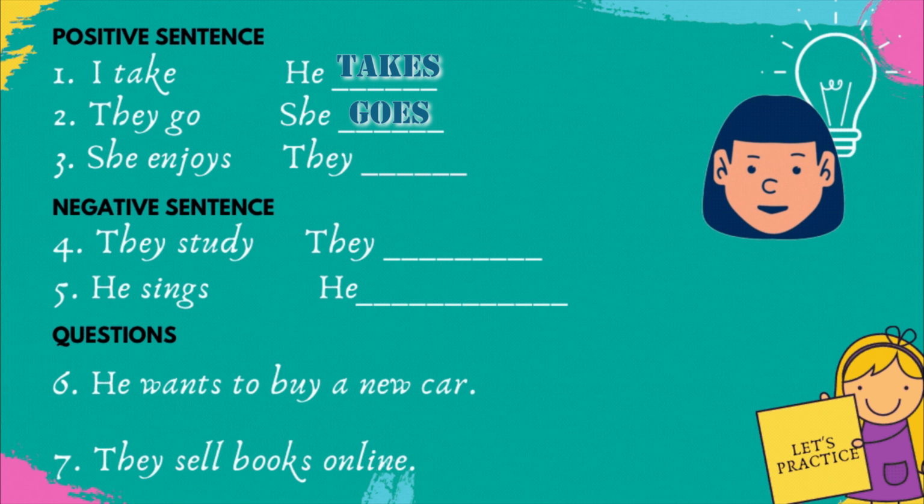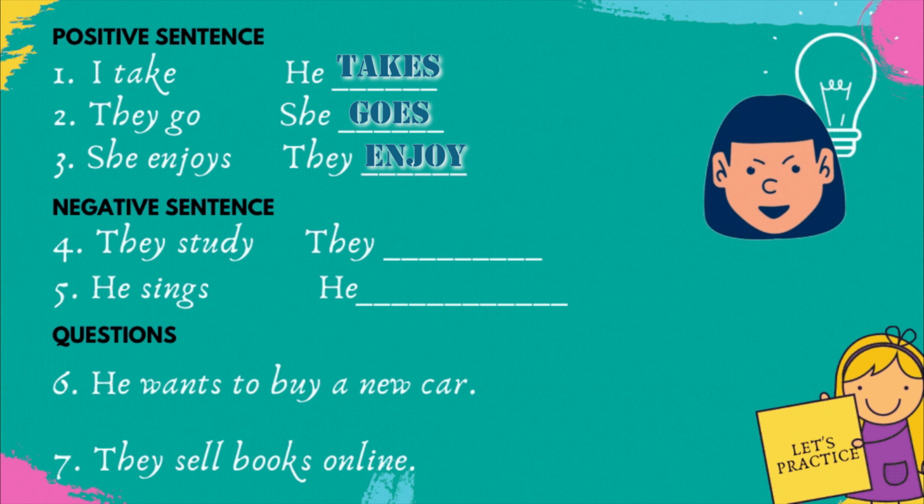Number 3. Now let's do it the other way. She enjoys, they, blank. Since our subject is they, which is plural, we need to use the base form. What's the base form of enjoys? They enjoy. Very good. She enjoys, they enjoy.